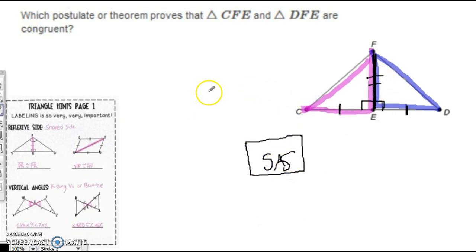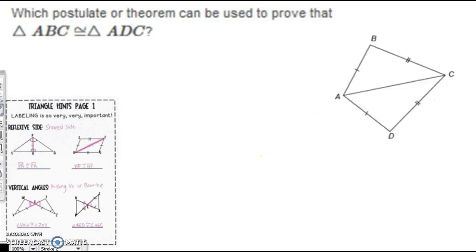Now don't get confused. Sometimes whenever people see a right angle, they automatically assume that it's going to be hypotenuse, leg. But until we've already proven that the triangles are congruent, we have no way of knowing that these 2 hypotenuses are congruent. So don't jump straight to that just because you see a right angle. We can actually prove that these are congruent because of side, angle, side. And then the last one.